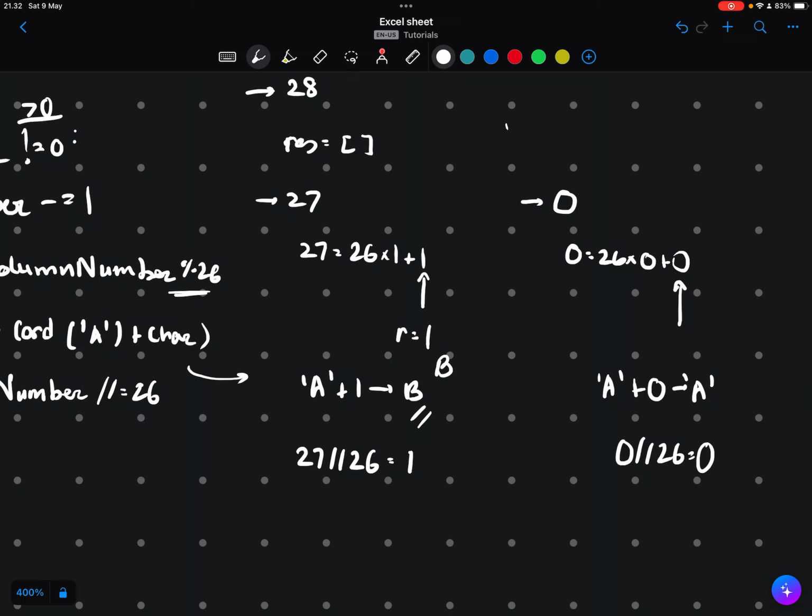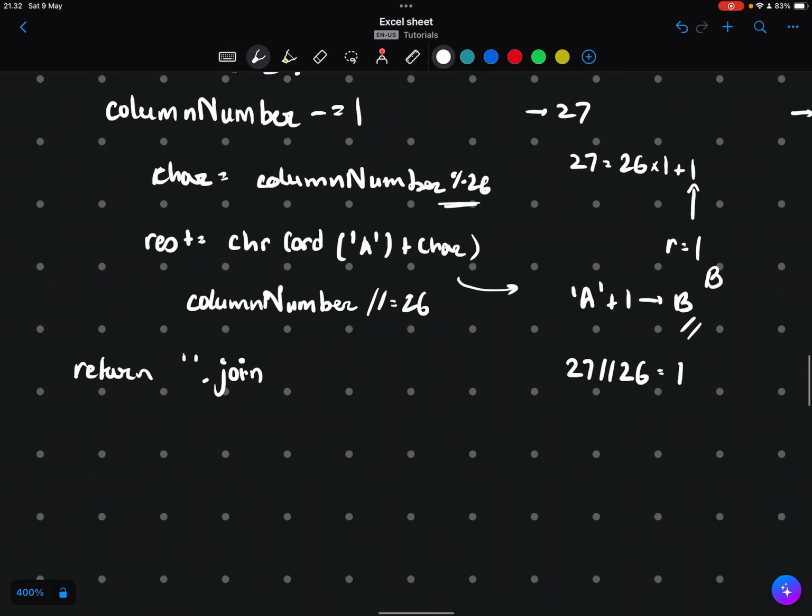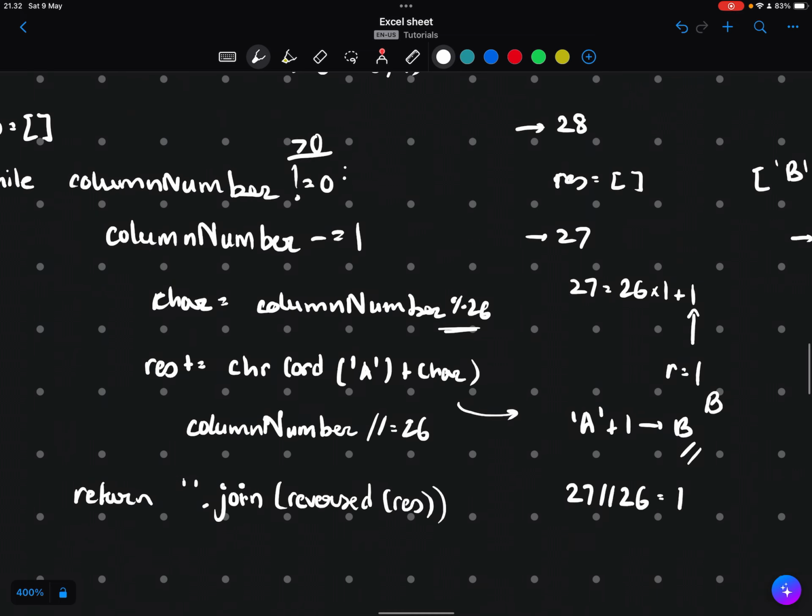So what we've done is we've written B into the res, we've written A into the res, and the reverse of that is literally the answer. We've extracted from the very end. That's why we end up having to do a reverse at the end. And that's pretty much it for this question.